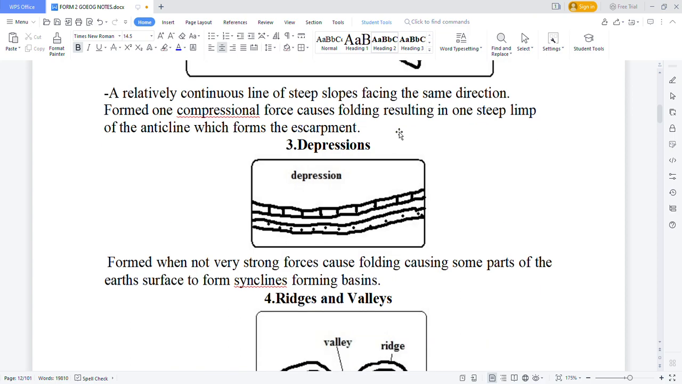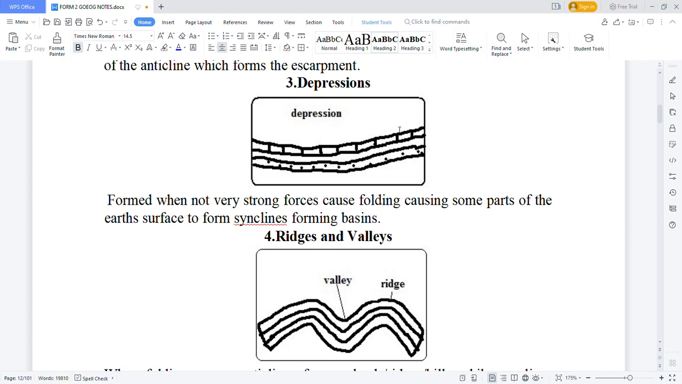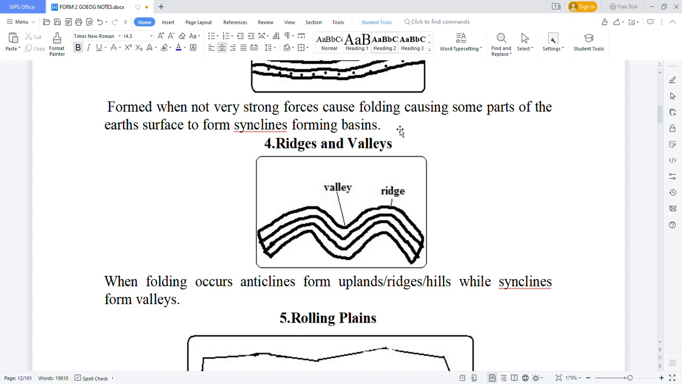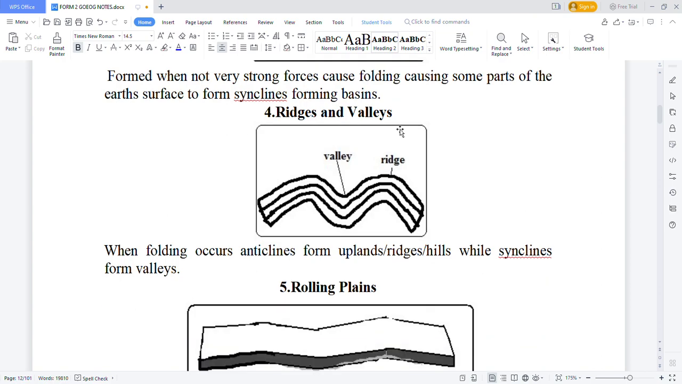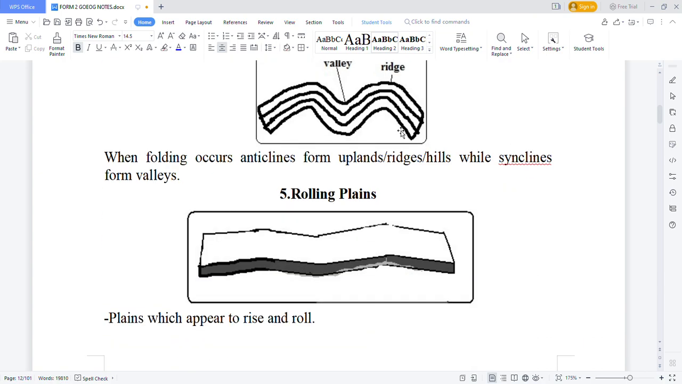The third feature which is formed is depression, formed when not very strong forces cause folding, causing some parts of the Earth's surface to form synclines, forming basins. Number 4 is ridges and valleys. These are features formed by folding. When folding occurs, anticlines form upwards or ridges, while synclines form valleys.